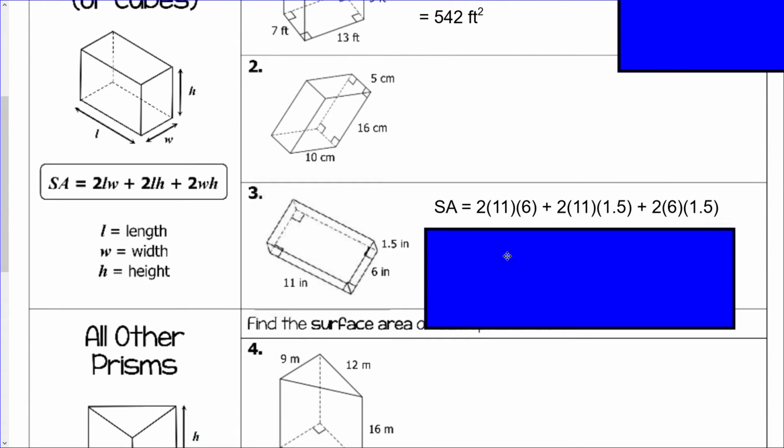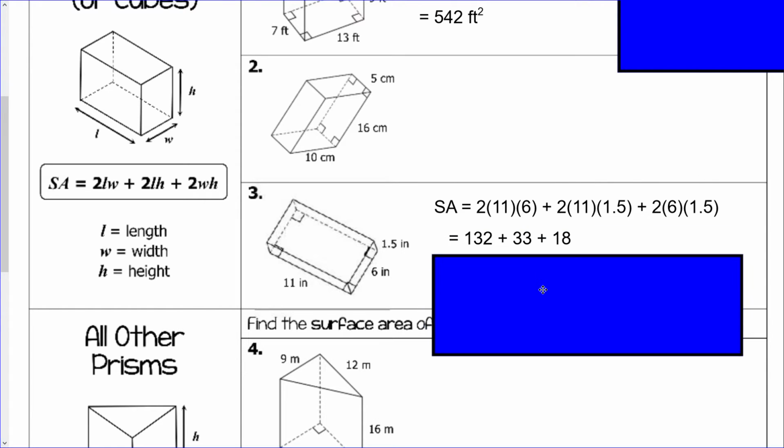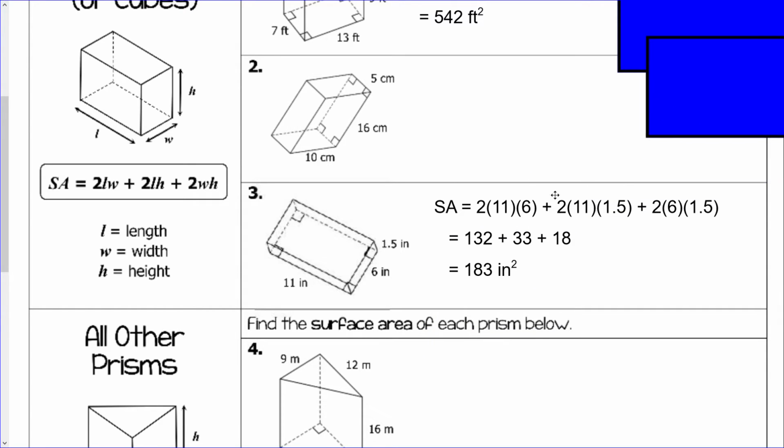We'll do one more example. Again, same formula: length and width, length and height, and then width and height. It doesn't matter which you put where, as long as you're consistent and they both appear 2 times, like you can see in the numbers here. So you carefully add those up: 132 plus 33 plus 18. And you should get 183 inches squared.